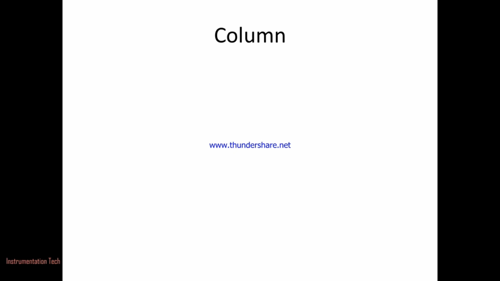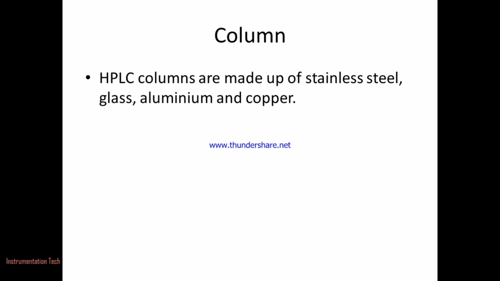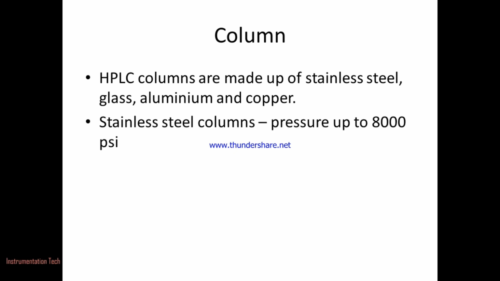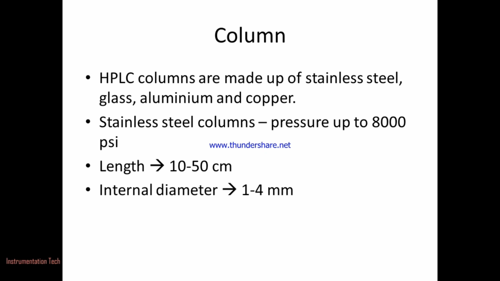The high performance liquid chromatography columns are made up of stainless steel, glass, aluminium and copper. Stainless steel columns can withstand pressure up to 8000 psi. Straight columns of between 10 to 50 cm in length are generally used. The internal diameter of the column is usually 1 to 4 mm.